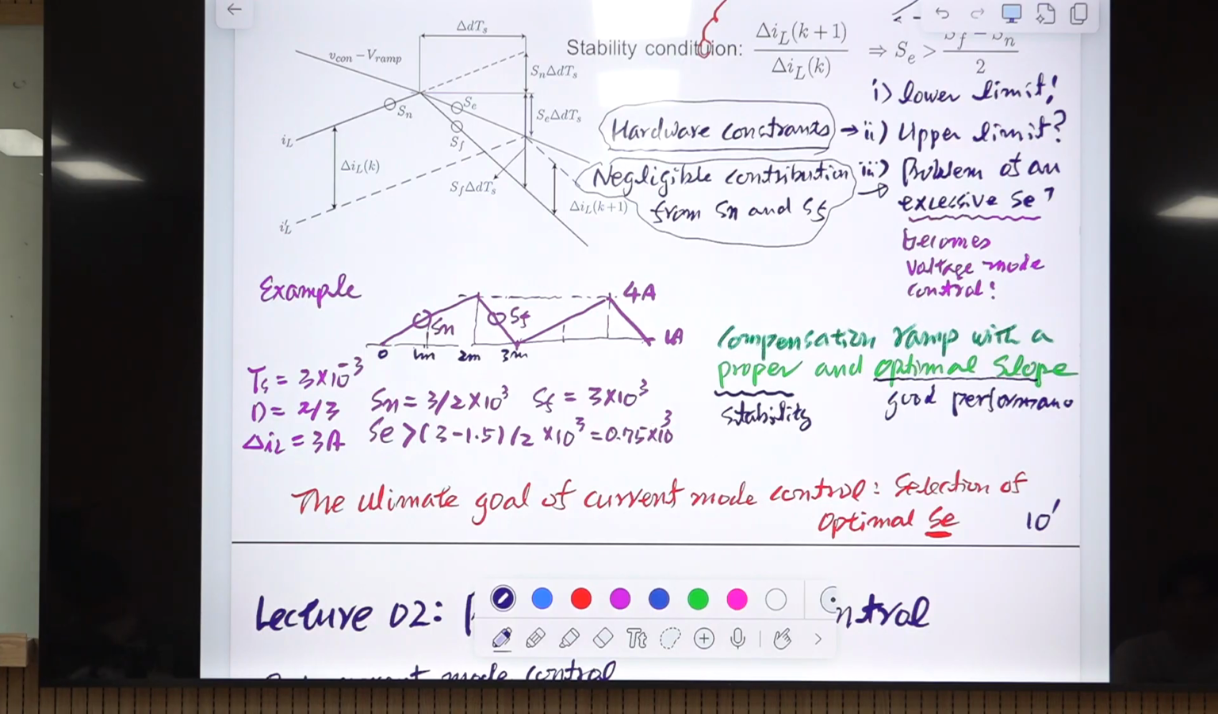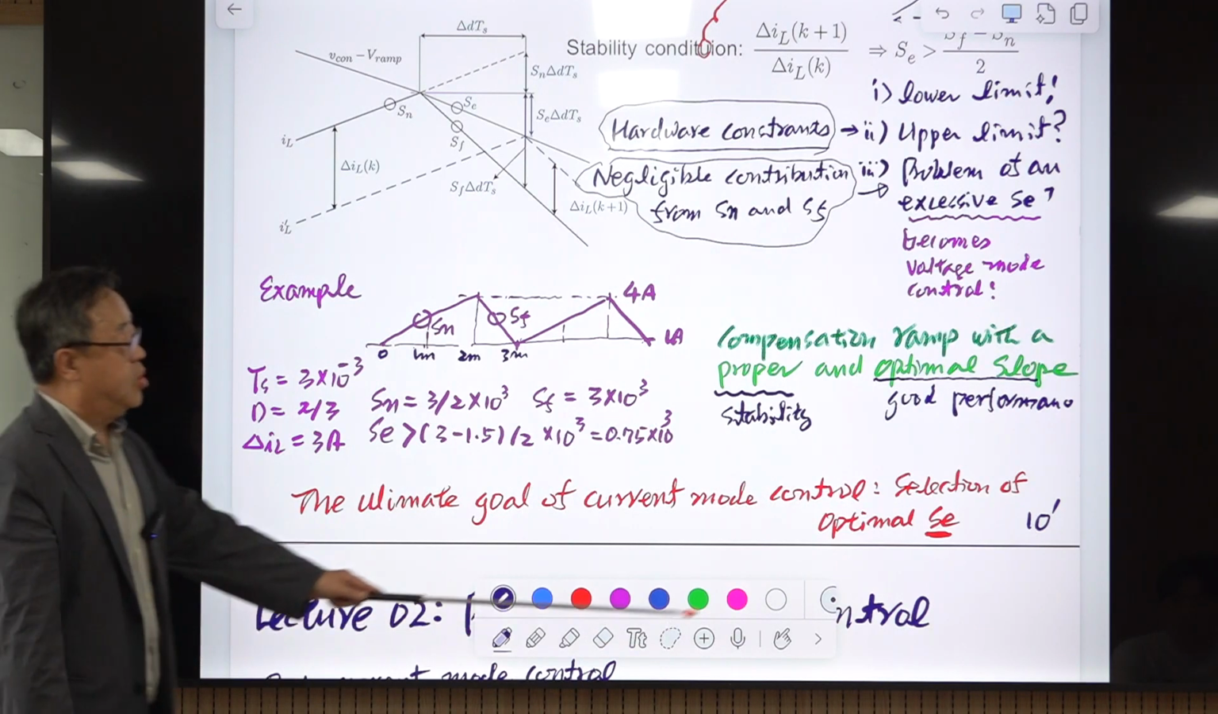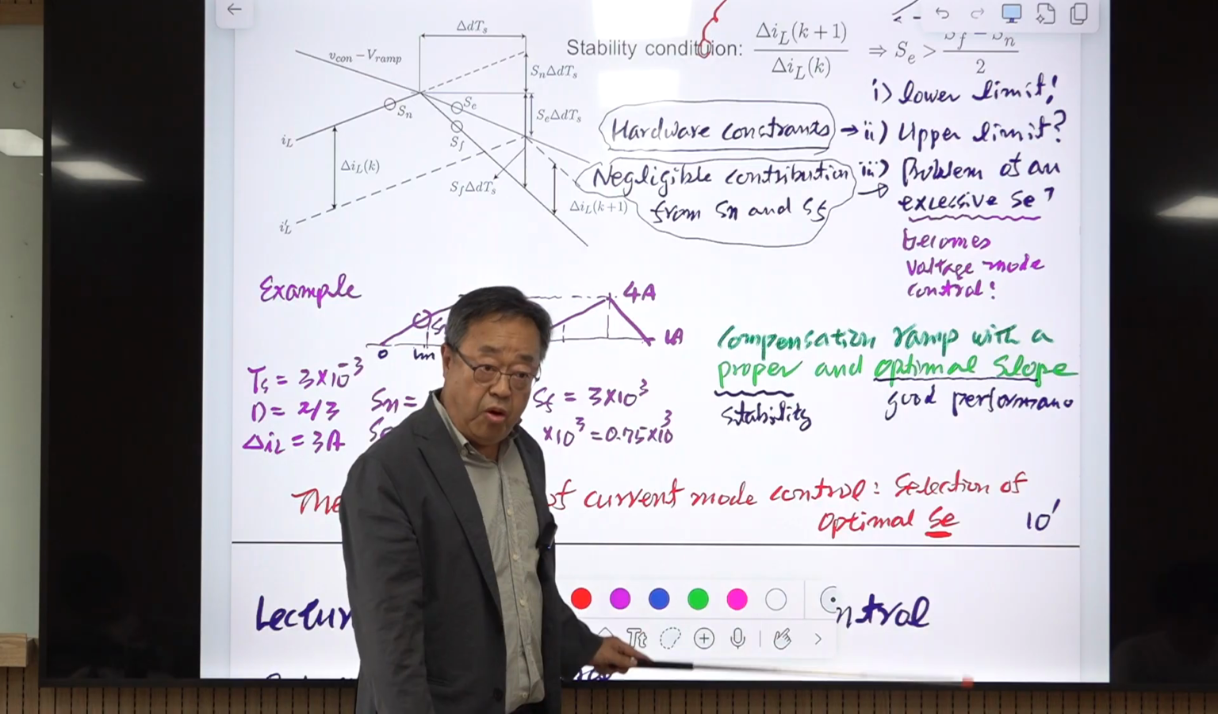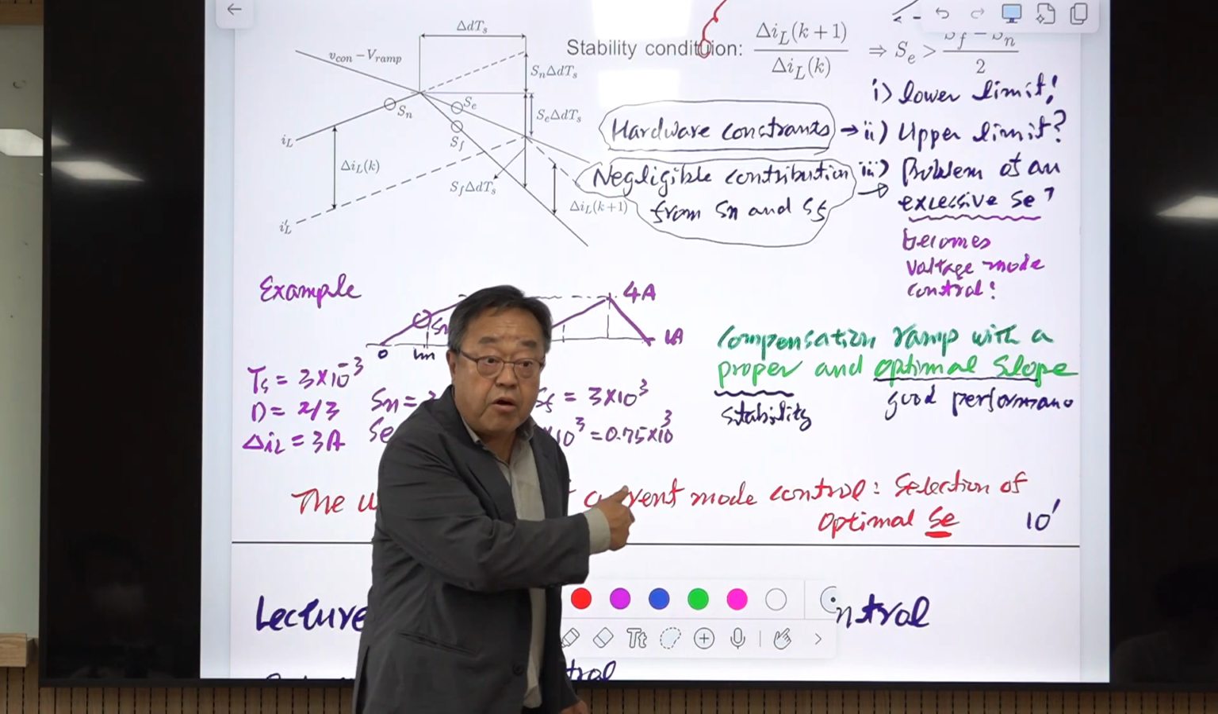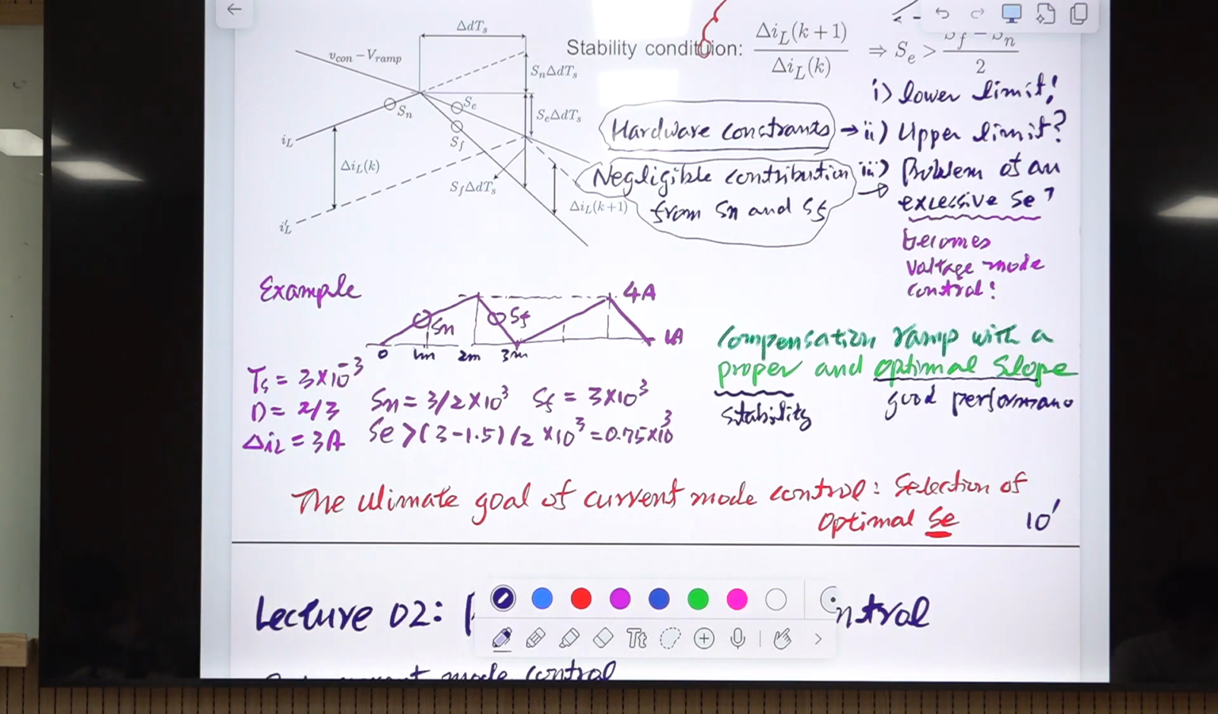Just keep this in mind. Maybe it looks complicated or difficult, but our final goal is to find the optimal value of the slope of the external ramp. That is the only target here. Okay, that is very helpful.